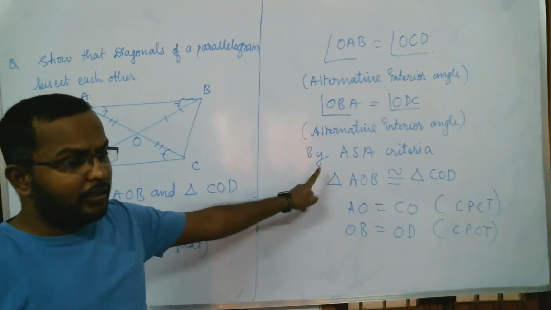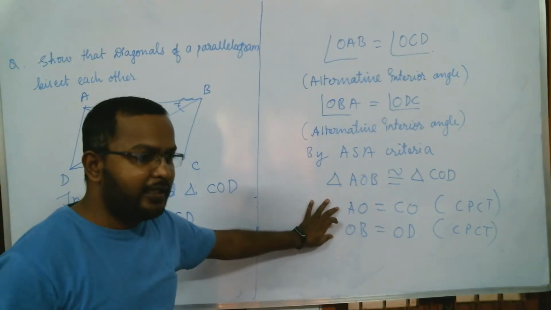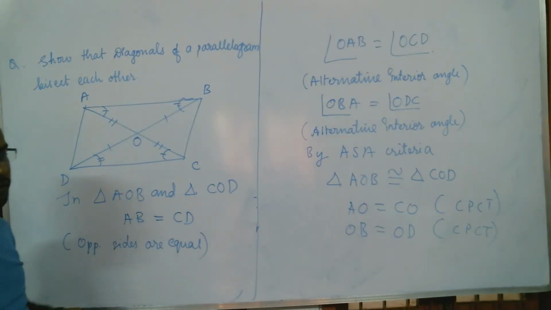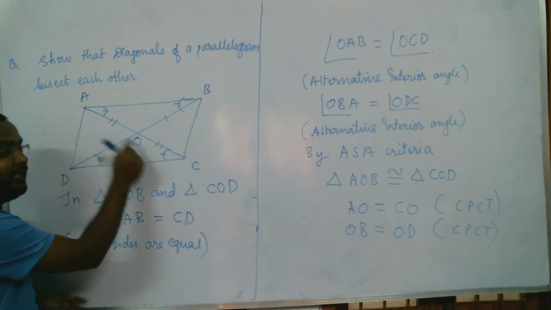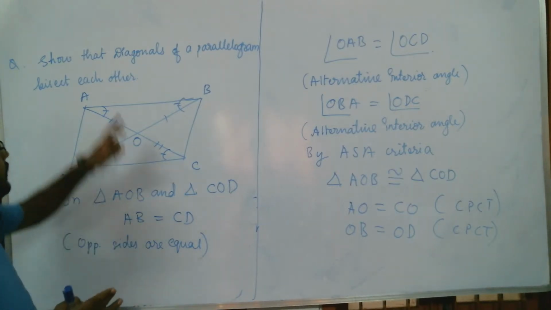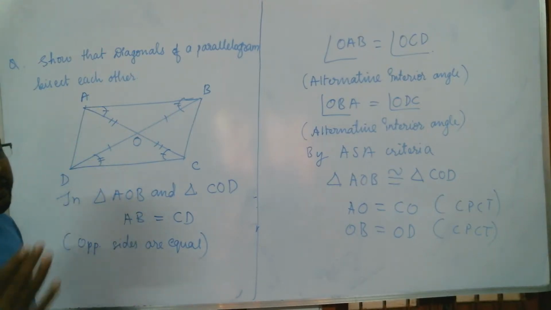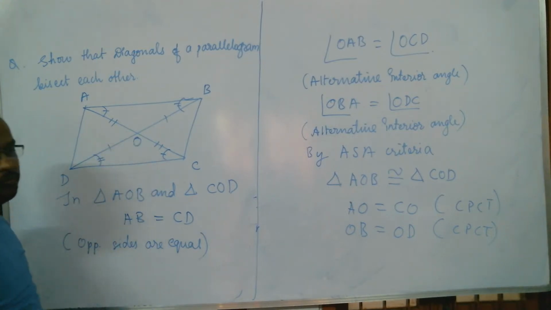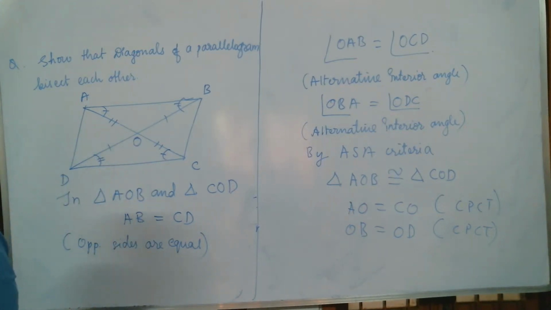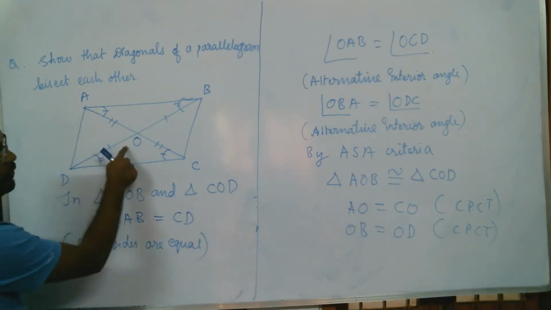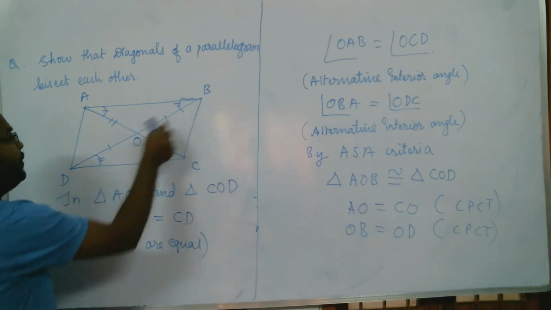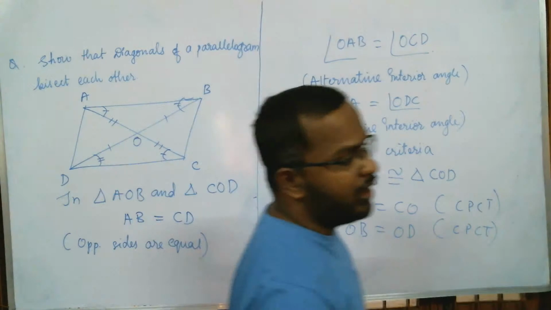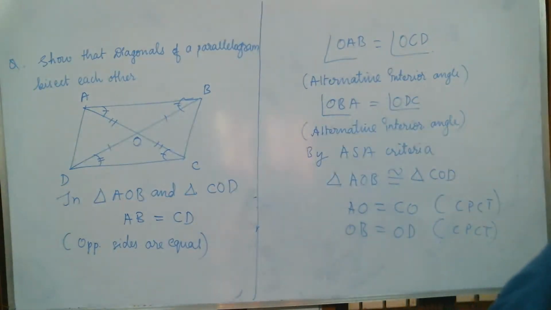So first we have to prove, then we have to say that these two are equal. So by CPCT, these two are equal. Equal is nothing but they are bisecting equally. So the diagonals are bisecting each other. Half is cut by one, half is cut by the other, meaning these two should be equal. So that is how you have to prove the questions. So AO is equal to OC. Same way BO is equal to OD. So this proof part, all of you write it somewhere.